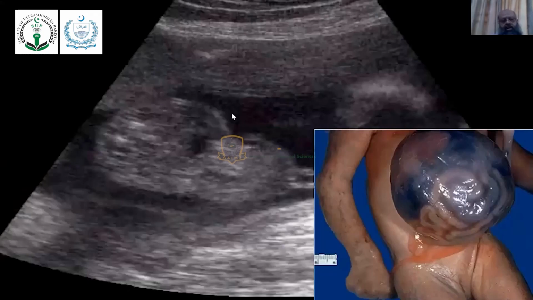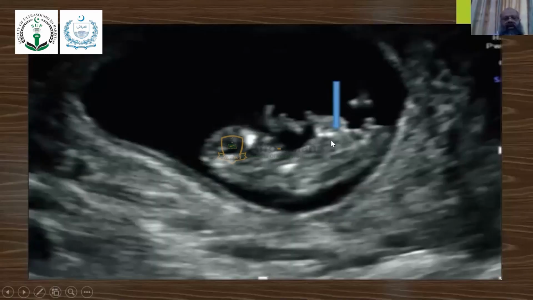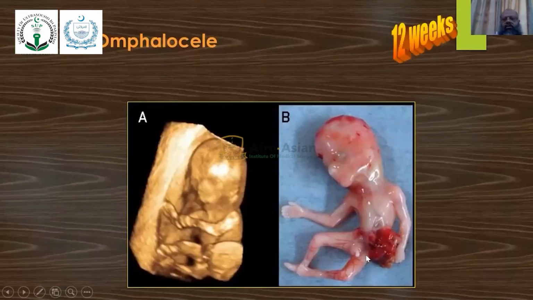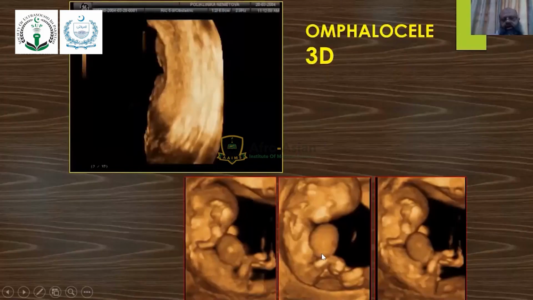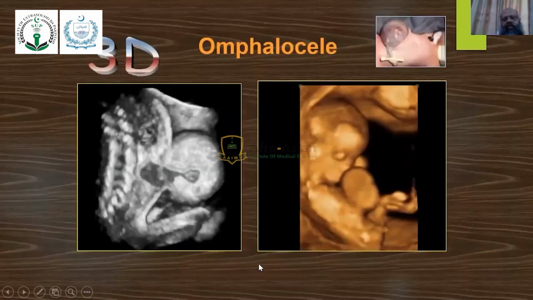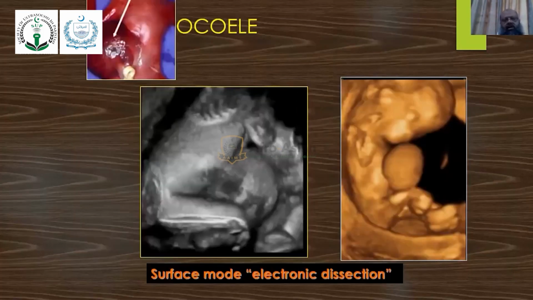This is how it is herniated along the cord, which is the early diagnosis of omphalocele. This is a 12 weeks aborted fetus, and here you can also see omphalocele in 3D, 4D. We usually diagnose it after 12 weeks because until 12 weeks we can have late regression of the physiological herniation of the gut.